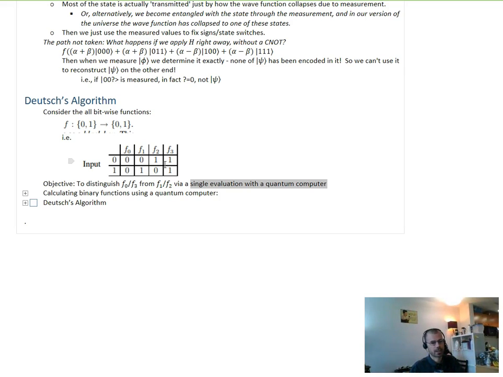This would be a lot more useful if, instead of a single bit, you're looking at 20-bit functions or 20-bit to 20-bit or whatnot, then there's a huge number of combinations. So if you can look at a whole bunch all at once, that would be very useful, right?